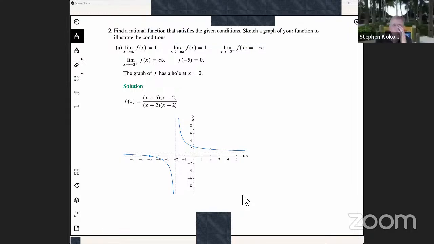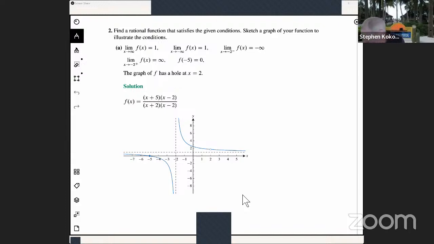All right. Well, problem 2, I understand some of Tom's favorite kind of problems, and I apologize. I didn't group a lot of this information together in a nice way. But anyway, what we want to do is kind of work backwards here. We want to see if we can find a rational function that satisfies the given conditions. And then when we have one, we want to sketch a graph of this function in order to confirm or illustrate those conditions.